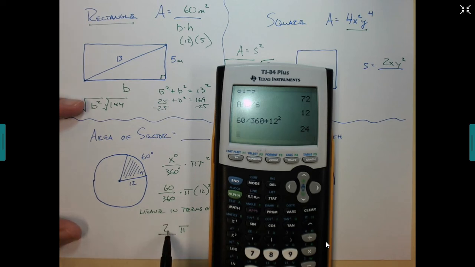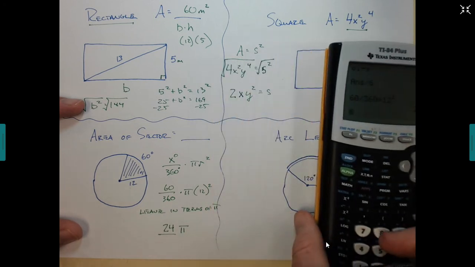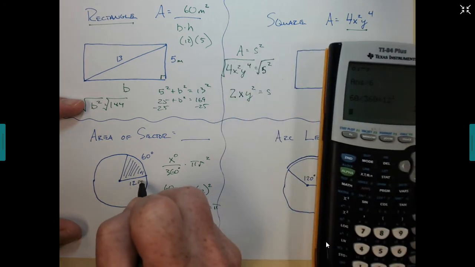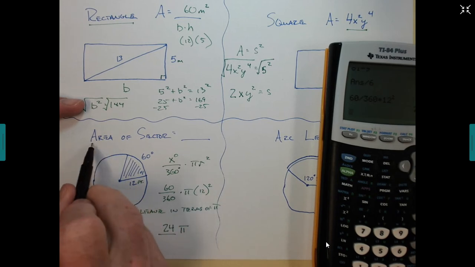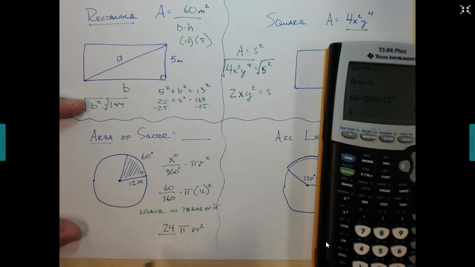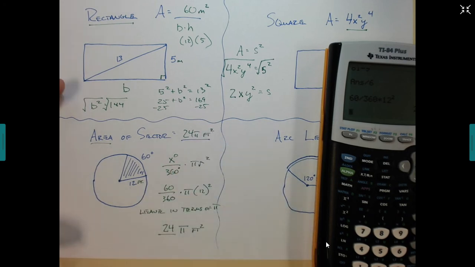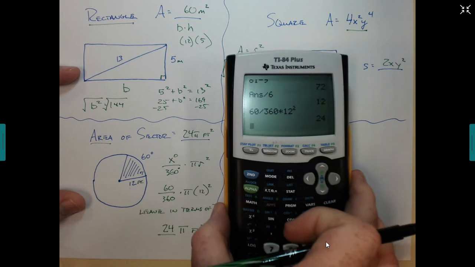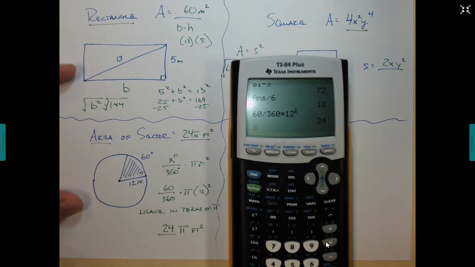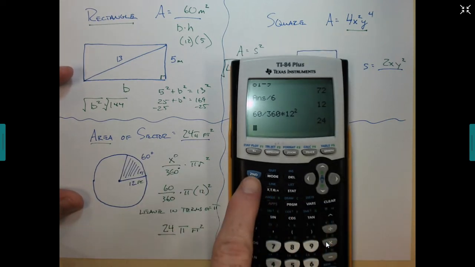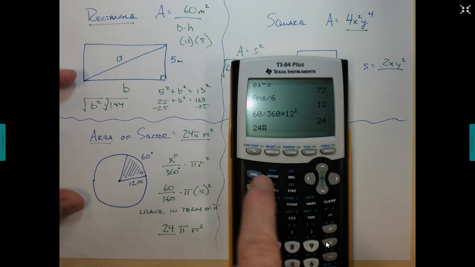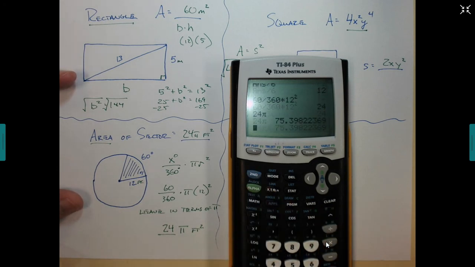So the answer would be 24 pi. Let's say again these are feet. We're doing an area, so this would be feet squared. 24 pi feet squared. We don't have to round anything. If they want us to round the value, that's when we plug in pi. So 24 pi, we can go with an inexact answer, and if we round it to the tenths, this would be 75.4 feet squared.